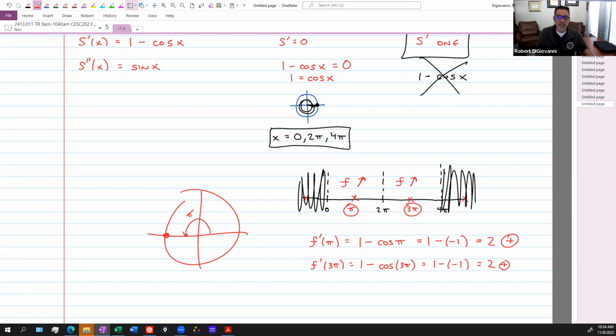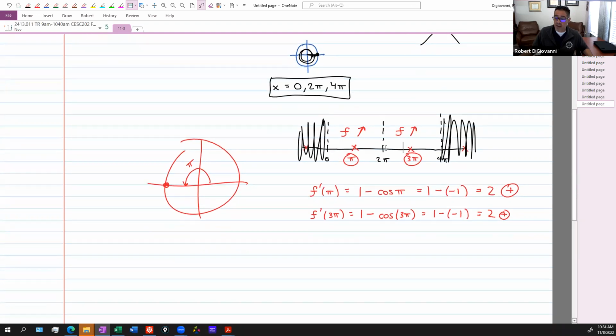Do we have any local maximums? No. Local minimums? Nope. Not on that interval, right? No local max, no local min. It goes up. Where is it increasing? Well, between 0 and 4 pi. It's increasing between 0 and 4 pi. Where is it decreasing? Never, right? Well, I'd say never, not on this interval, right? Not on this interval.